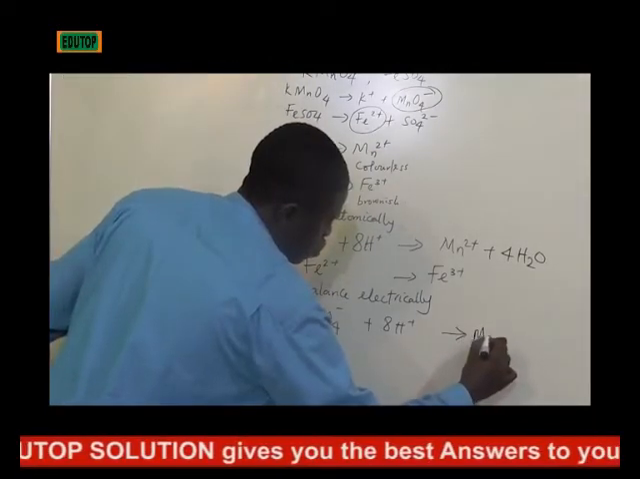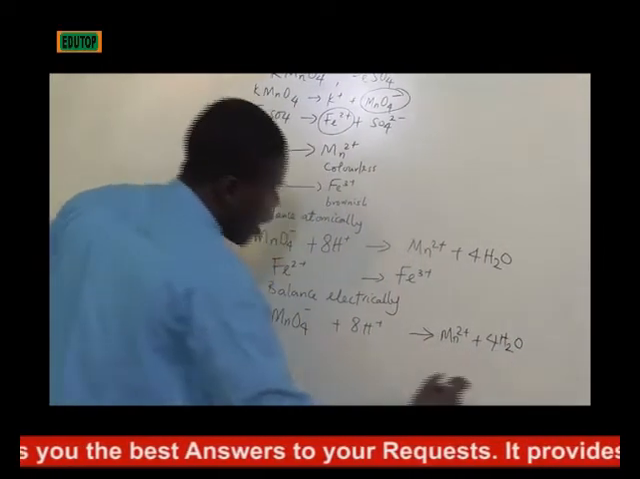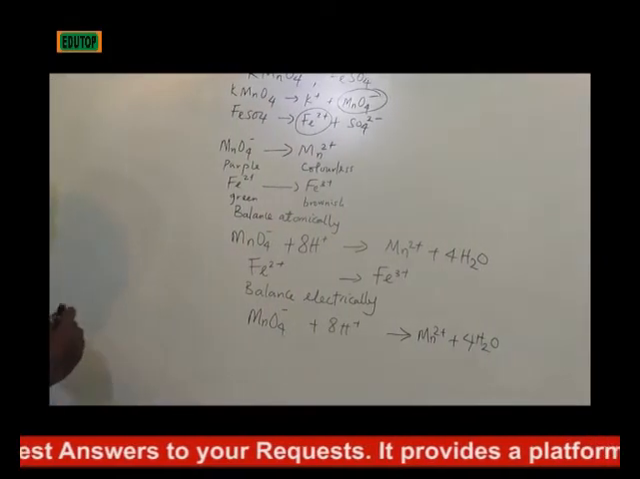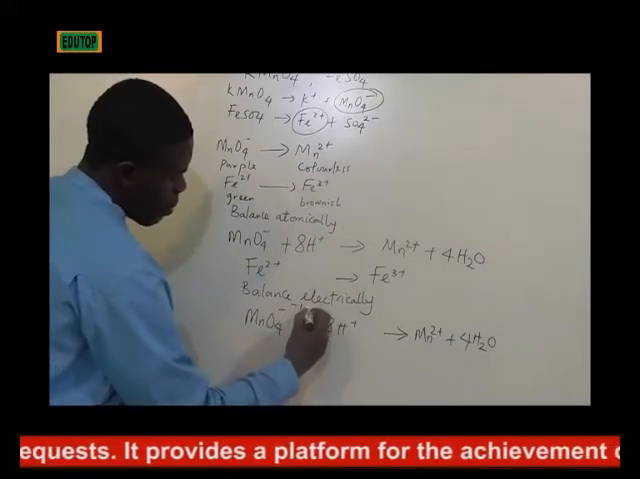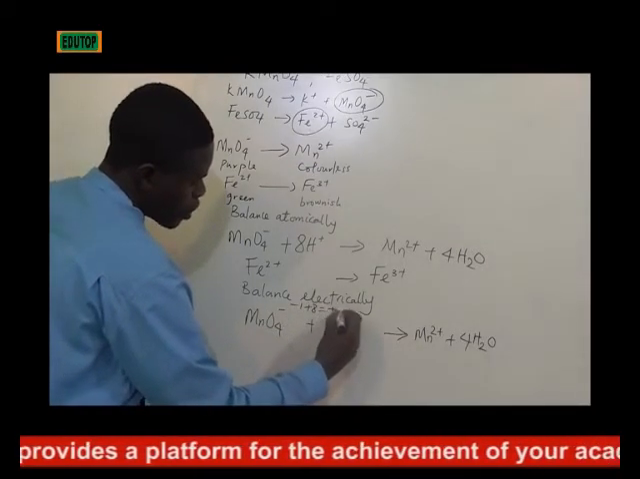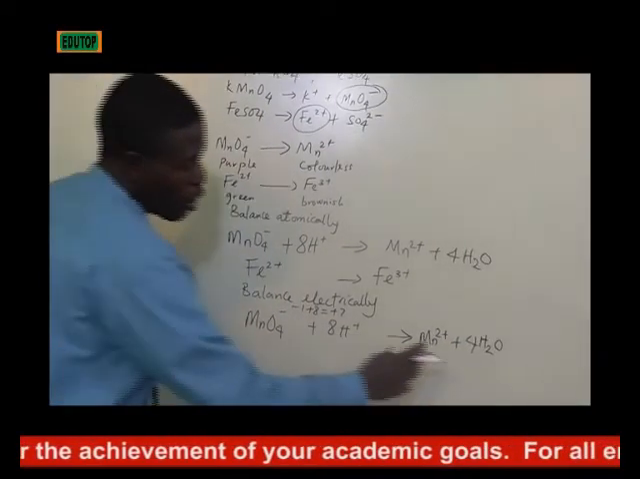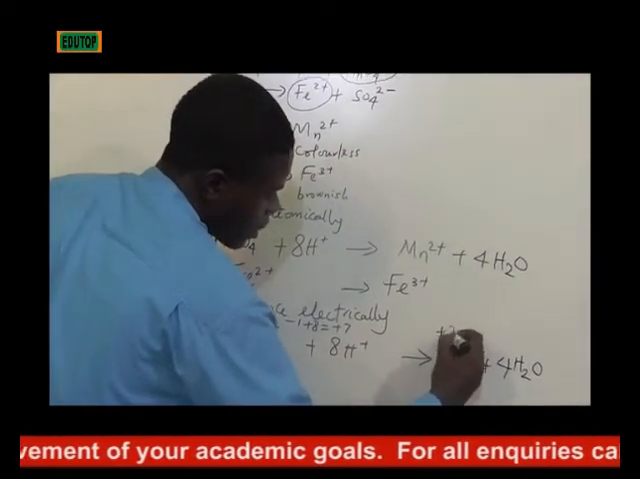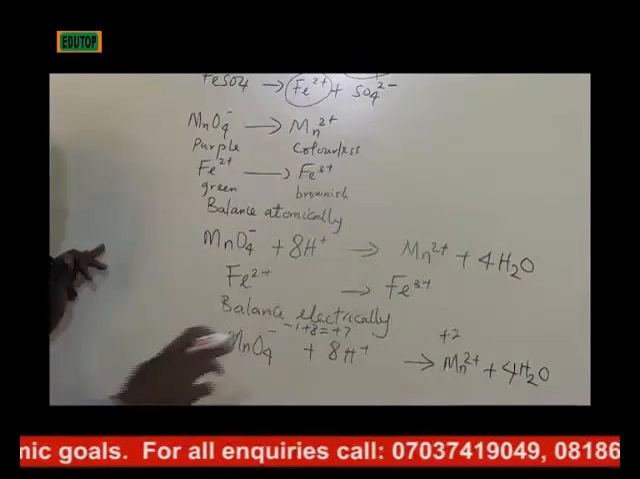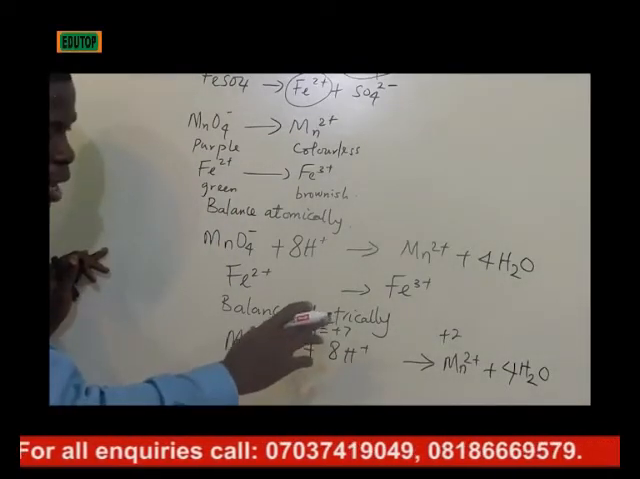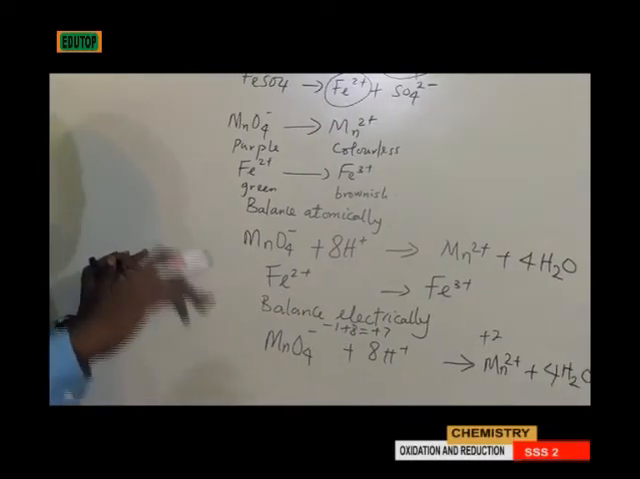Mn2 plus and 4 waters. Now to balance electrically, we have -1 plus 8. -1 plus 8 gives +7. That's the charge on the left hand side. On the right hand side, you have +2 charge. +7 charge to +2 charge. That means to balance this reaction electrically, we need to add an equivalent number of electrons.